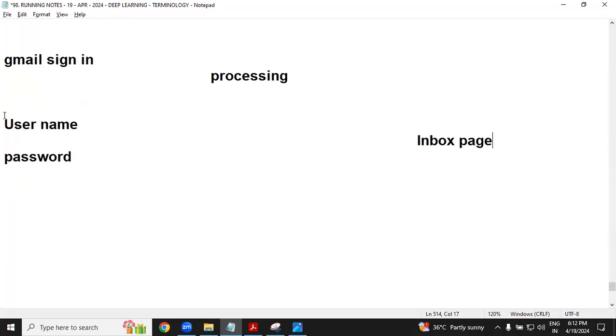The username and password are called the input layer. The last one is called the output layer. I have a question. Are you able to see anything happening in between? No.